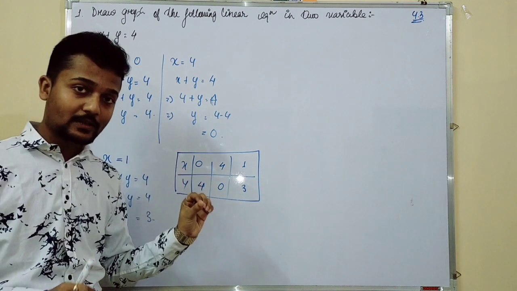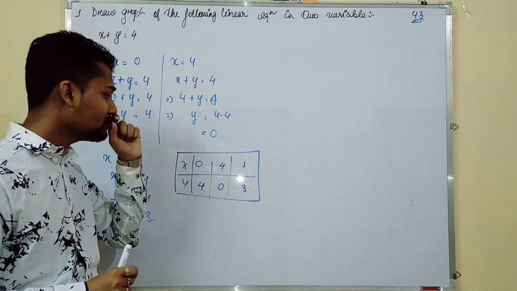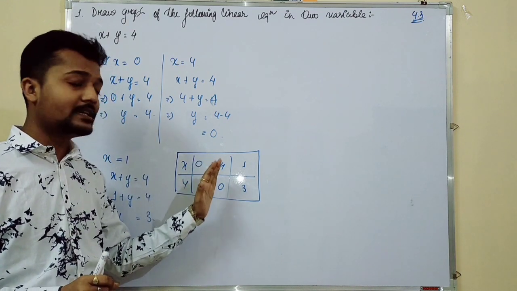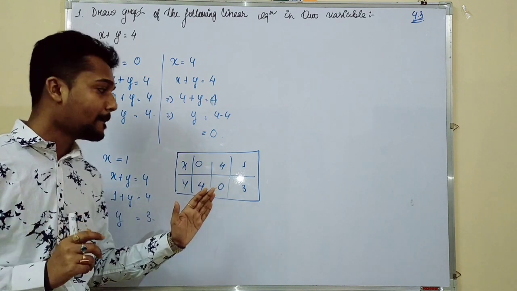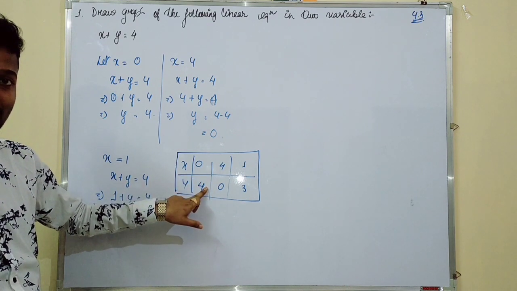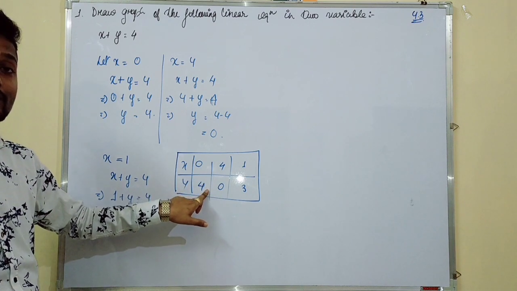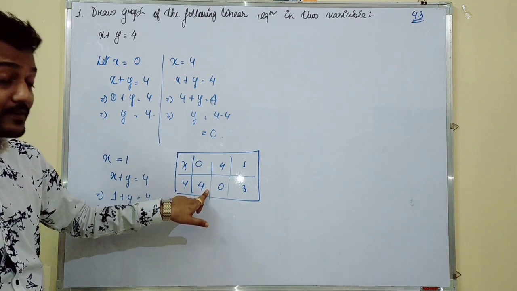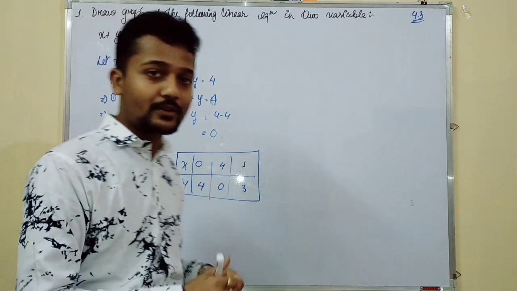And while taking the solutions, one more thing you should take into consideration: try to take the values as integers. That means don't take fractions. If I am taking 0, 4 and 4, 0, both are integers. It can be minus, it can be plus, but it should be integers as far as possible. If you take integers, then it is very easy to plot it on the graph paper.